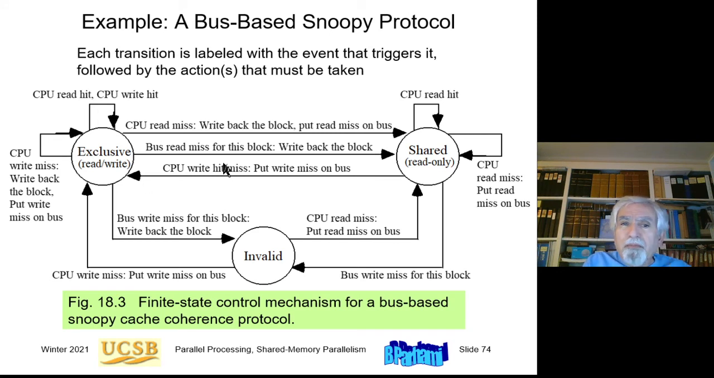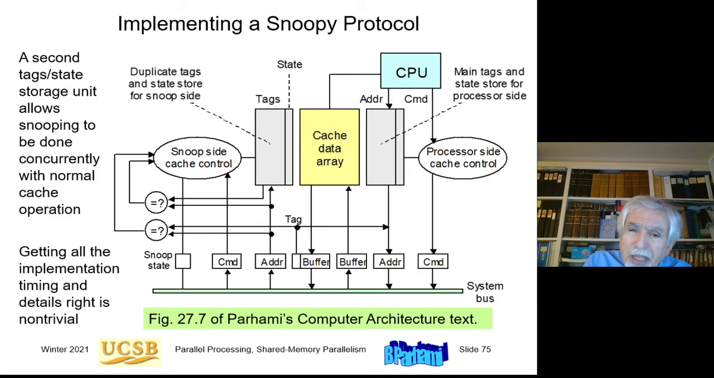Okay, so each of these transitions basically has two parts in the label. One is what happens on the bus, what is observed on the bus, and then the action taken as a result of that observation. So a shared copy may become exclusive. A shared copy or an exclusive copy may become invalid as a result of some events that are observed on the bus. So this is as much as I want to talk about this.